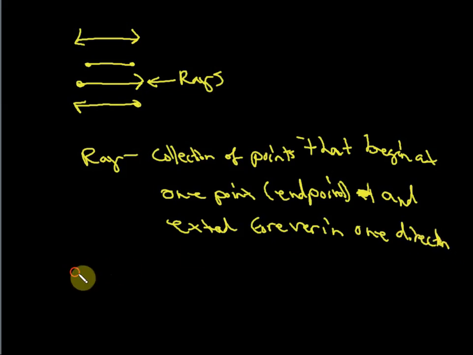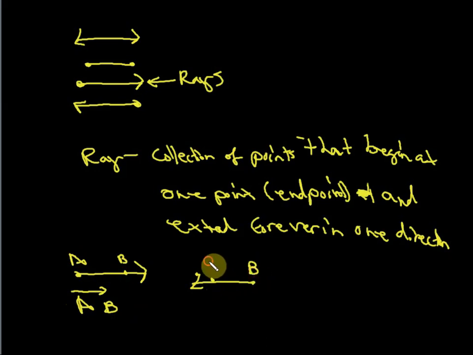So remember, when we're labeling these, let's look at this. This is A. We'll call this B. So we start with the end point A and the direction B. You can also have this: let's call this B, and you would label it BA, but then the direction would be here because you're denoting it.